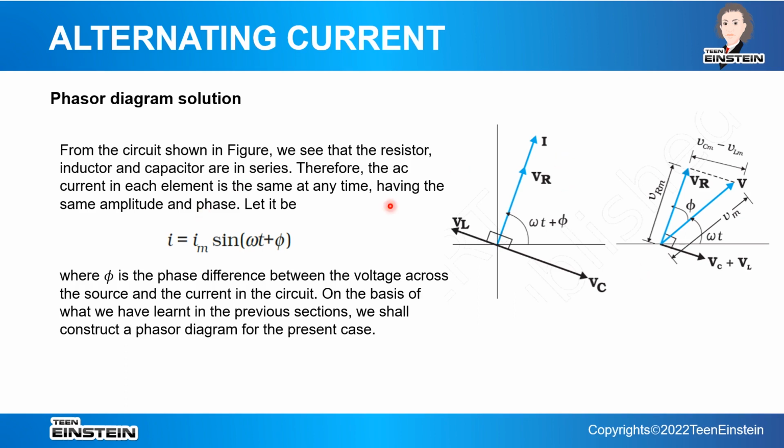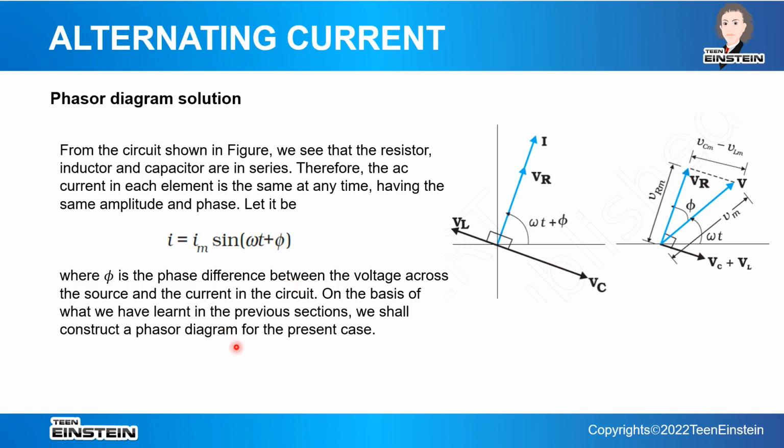From the circuit shown, we see that the resistor, inductor and capacitor are in series. Whenever the elements are in series, they can have only one current flowing through all of them. So what is that current? I equal to Im sin(omega t plus phi). In the capacitor case, instead of a phi here, we had a pi by 2. But in this case, we don't know what the angle is, so we are going to say phi. Phi is the phase difference between the voltage across the source and the current in the circuit.